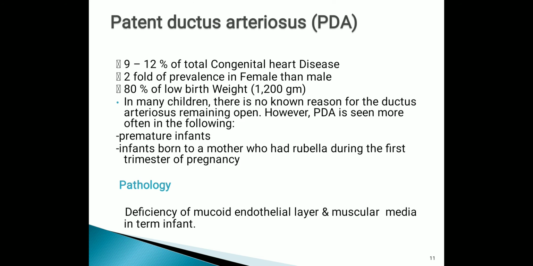Patent ductus arteriosus, 9 to 12% of total congenital heart disease, twofold prevalence in female than male, 80% in low birth weight infants. In many children, there is no known reason for the ductus arteriosus remaining open. However, PDA is seen more often in premature infants and infants born to mothers who had rubella during the first trimester of pregnancy. Pathology: deficiency of mucoid endothelial layers and muscular media in term infants.